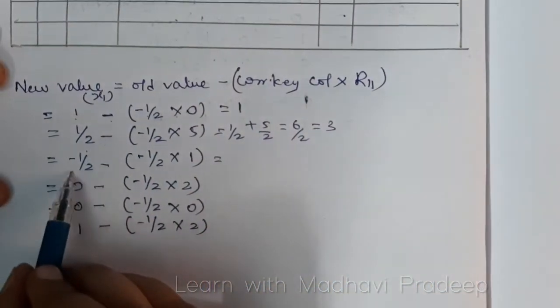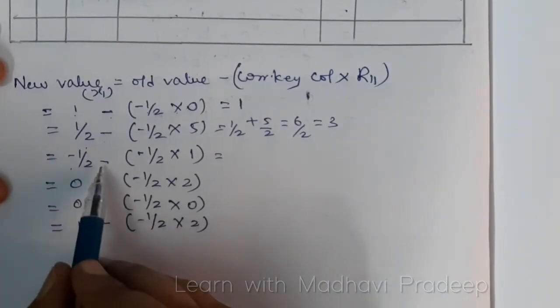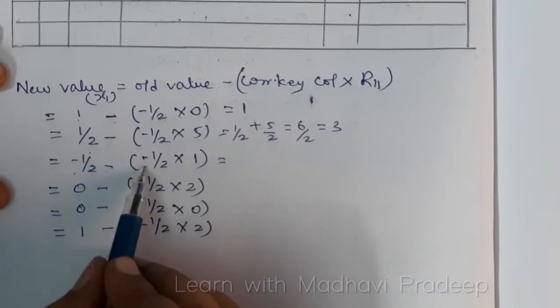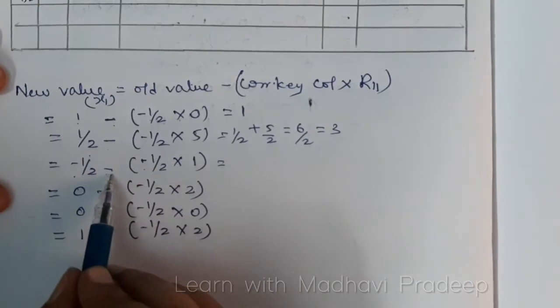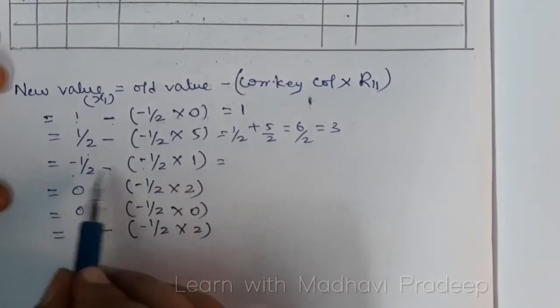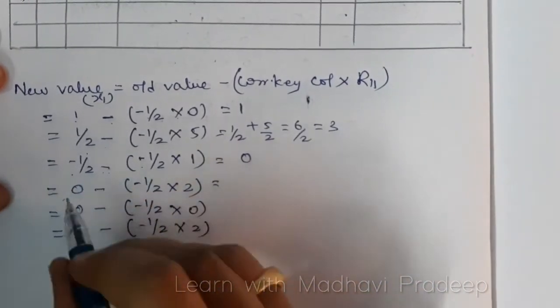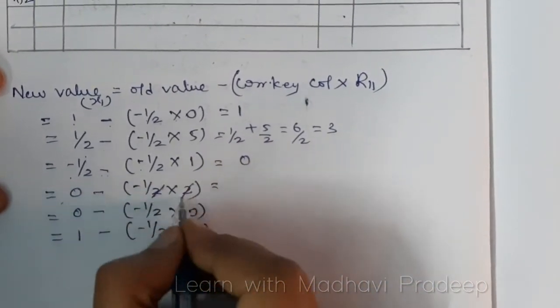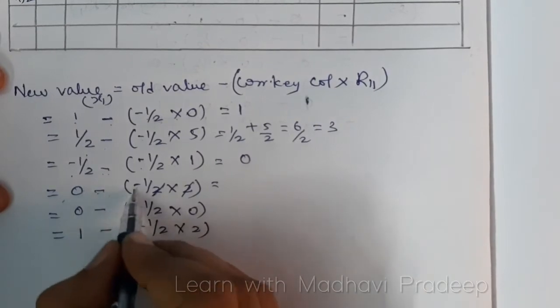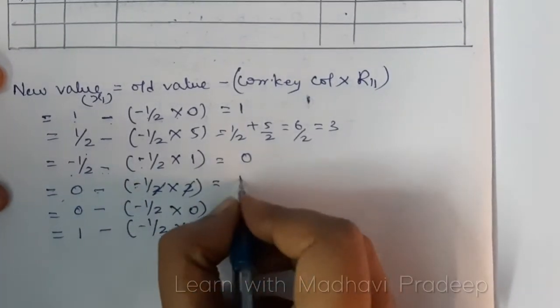And here minus 1 by 2. Here also you have one minus sign, and here you have one minus sign. Minus into minus becomes plus, so 1 by 2 into 1 is 1. So minus 1 by 2 plus 1 by 2 is equal to 0. Next, 0 minus this 2 gets cancelled. Here you have one minus sign, minus into minus becomes plus. 0 plus 1 is 1.